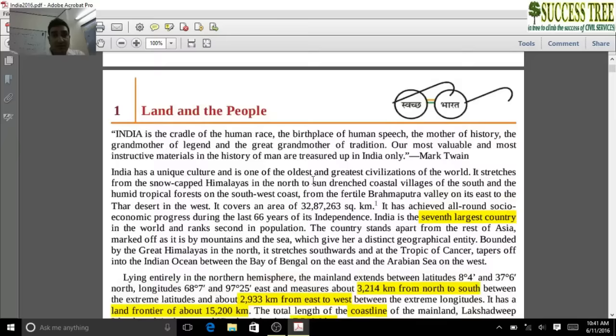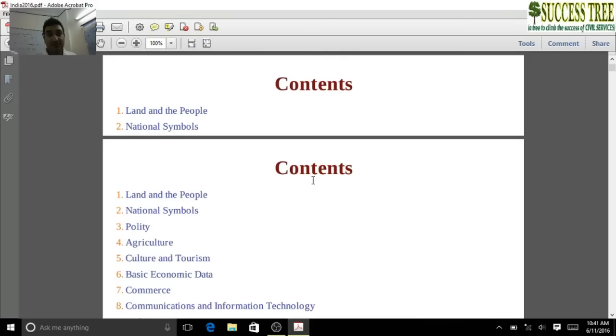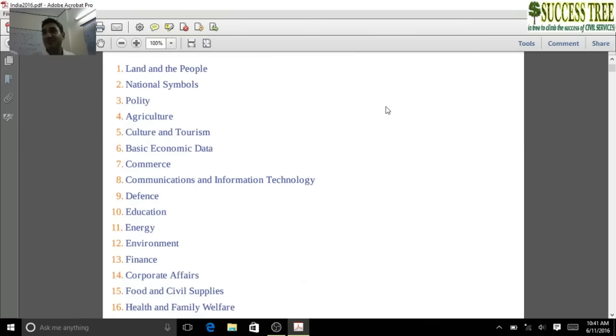So the importance of this book: it's a very bulky book. In fact, it discourages us from reading it. Anyway, it has 32 chapters, and you can expect around 10 to 15 questions from this book. Why this number of questions? Around 15 questions, I expect.